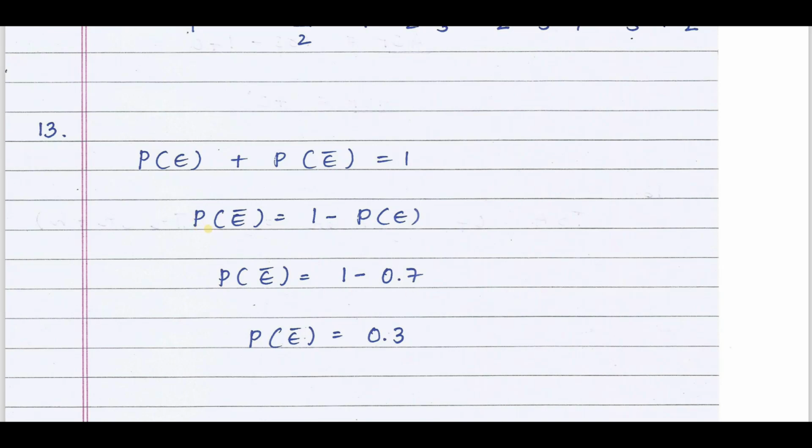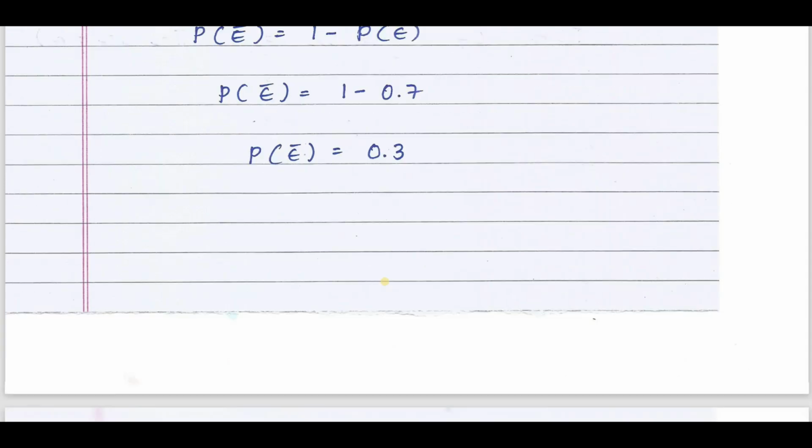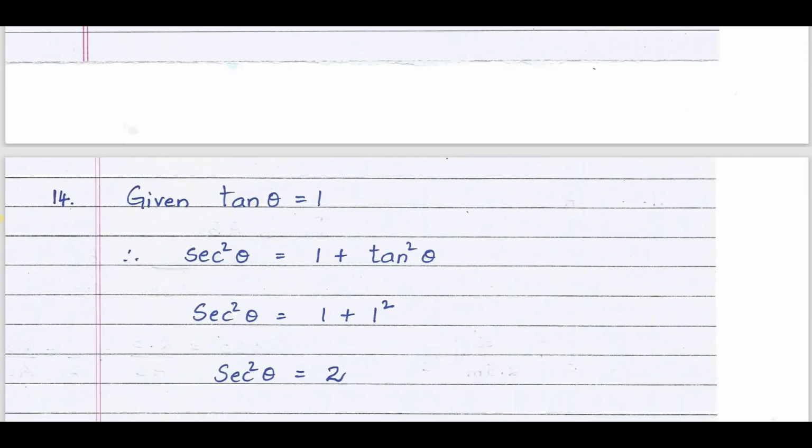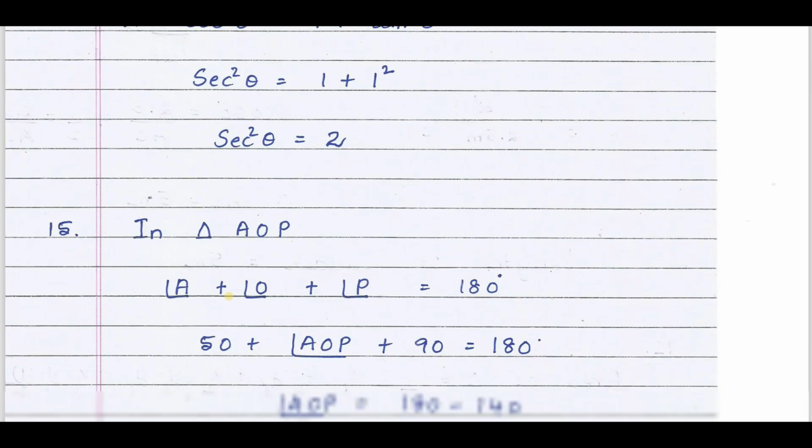Now the probability of the complement of the event equals 1 minus P(E). P(not E) equals 1 minus 0.7, we get 0.3. Given tan theta equals 1, we should find out secant square theta. We know that secant square theta equals 1 plus tan square theta. Substitute the value of tan theta equals 1. 1 square is 1, 1 plus 1 is 2. Therefore, secant square theta equals 2.